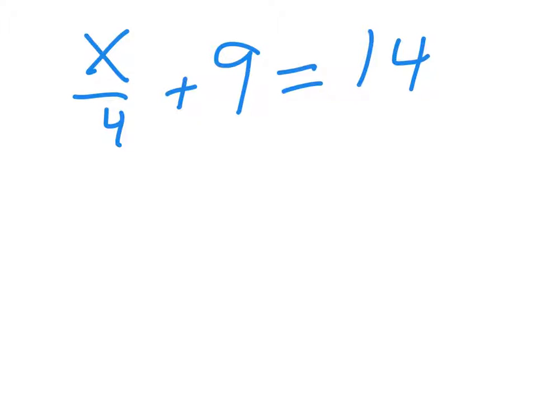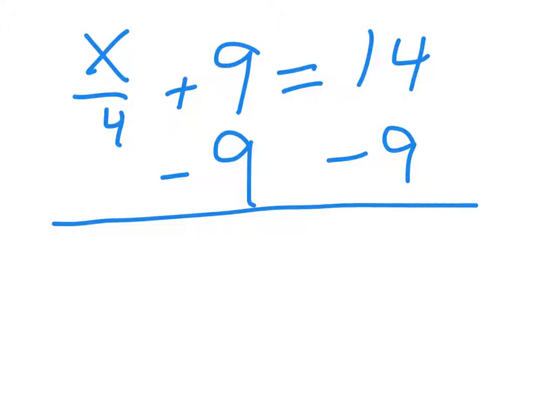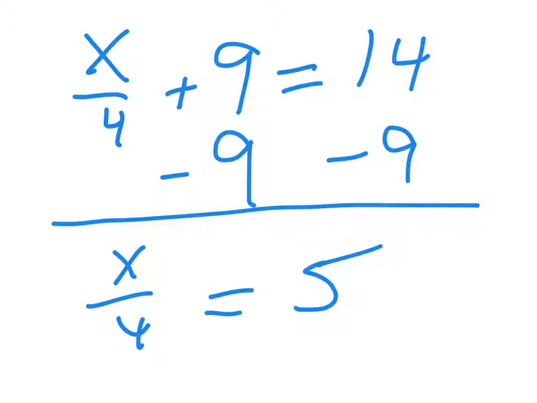Before we can do that, though, we've got to get rid of the 9. It's being added, so I'm going to subtract it from both sides. And I'm going to get x over 4 equals 5. Now, the next thing we want to do is, well, I'm going to make a little space first.